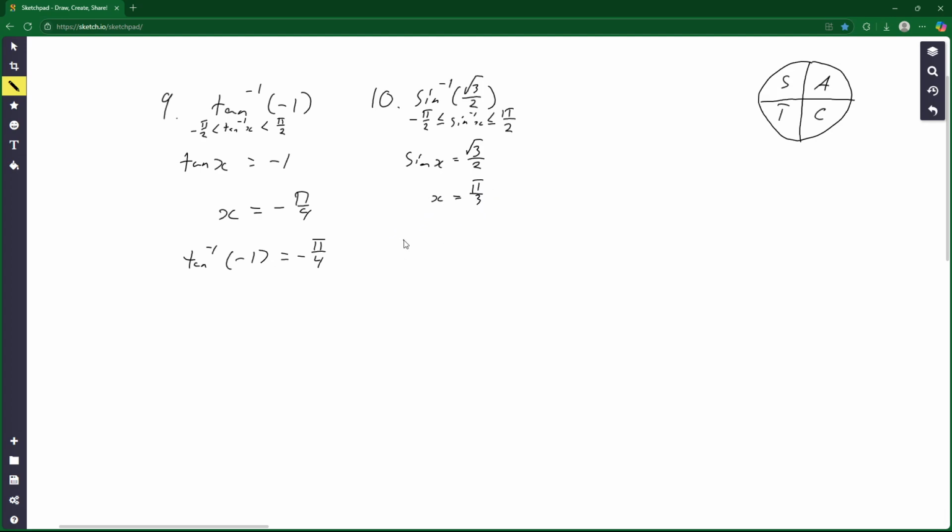meaning inverse sine of root 3 over 2 is going to equal pi over 3. Let's go ahead and move on to number 11.